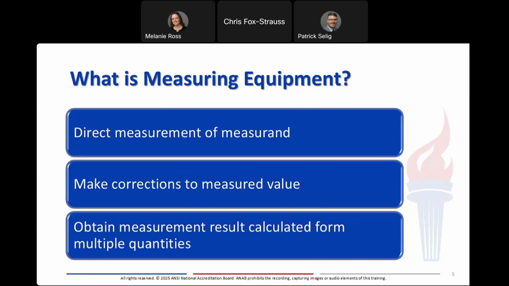Before we go on any further, we should probably define what measuring equipment is. Measuring equipment can be direct measurement of a measurand. It can be used to make corrections to the measured value, and it also can be used to obtain measurement results calculated from multiple quantities. We could think about a balance that's used to perform a mass measurement or equipment that's used to measure temperature.